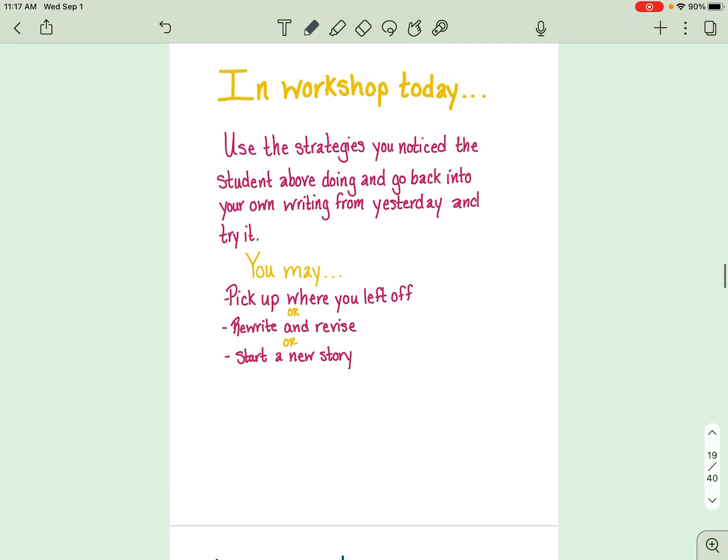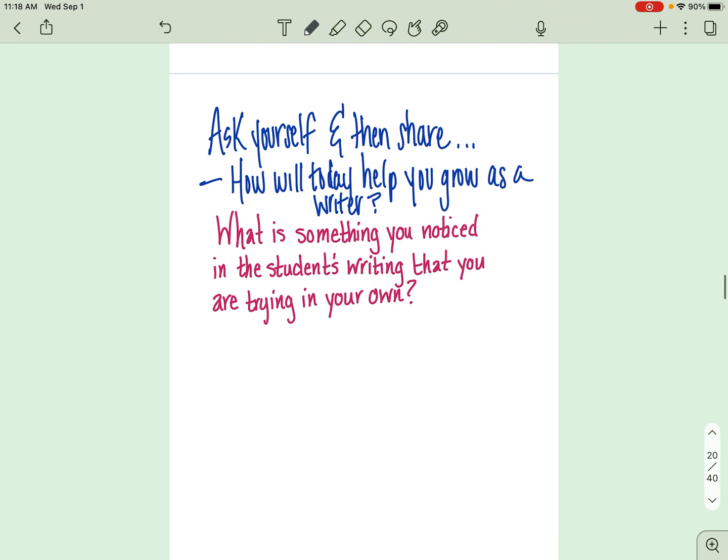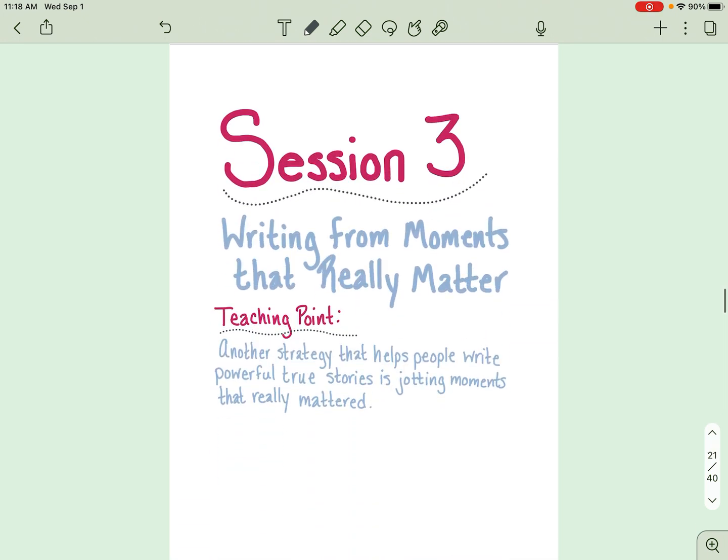We are only trying out things. We are not trying to finish a narrative right now. That will come later on in our unit. So right now, you're just practicing. It could be on a story that you're continuing. It could be on a brand new story every day. That's okay. Okay, so that asked you, what strategy were you going to try out in your own writing?